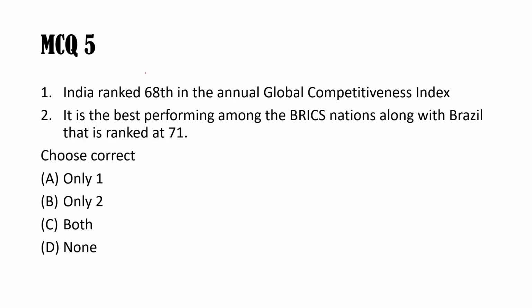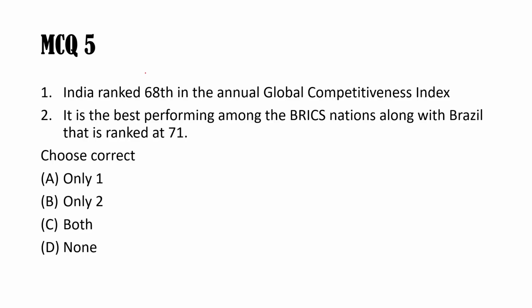Next, India ranked 68th in the annual Global Competitiveness Index. The Global Competitiveness Index is launched every year by the World Economic Forum. India is ranked 68th, and this time it's a shameful condition, because we have slipped 10 places. We were at 58th, now we are at 68th, and we are the worst performing nation among the BRICS nations, because along with Brazil, on many parameters we are losing a lot. Although on some parameters like macroeconomic stability and other market issues we are performing better, overall we are very bad at this parameter.